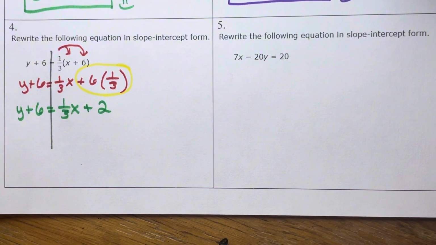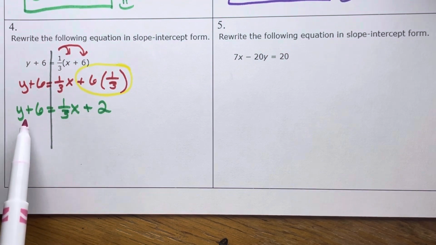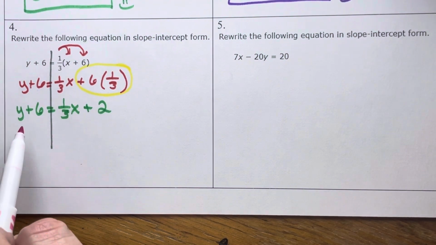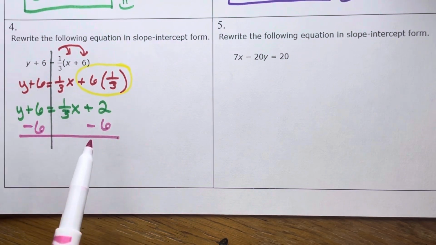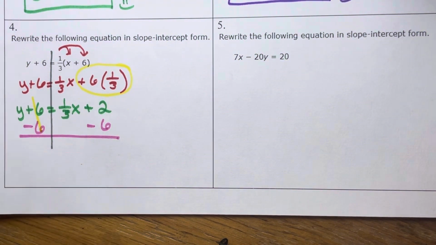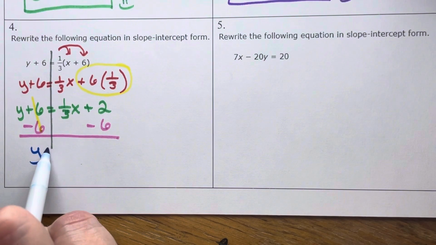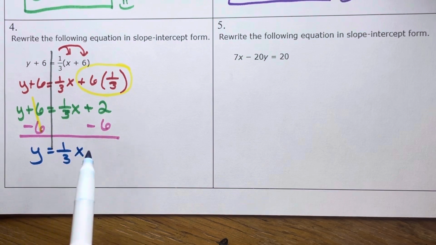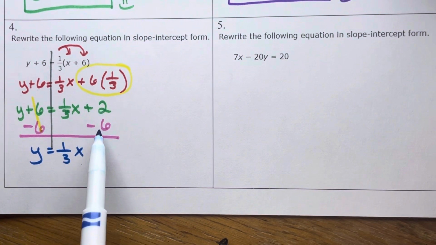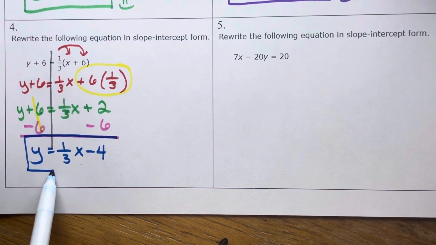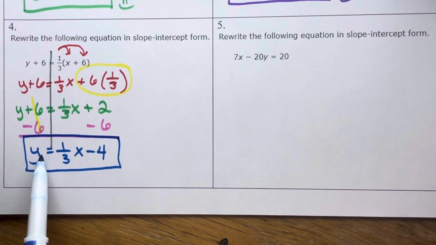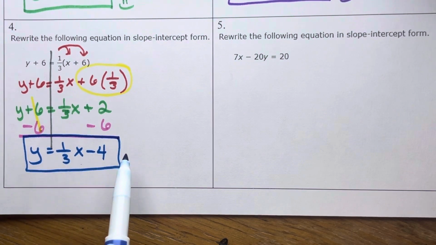All right, so now we have y plus 6, and I need to get the y alone. So we're going to do the opposite and subtract 6 from both sides of the river, because what you do on one side, yep, you got to do to the other. And we do this so that our 6's will cancel out, leaving us with y equals 1/3 x. And 2 minus 6 happens to be -4. Thus, our final equation in slope-intercept form is y equals 1/3 x minus 4.